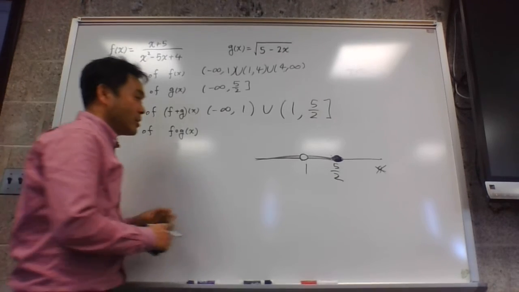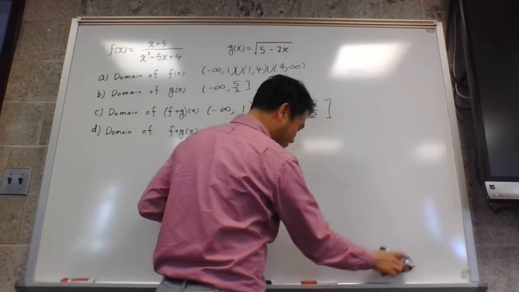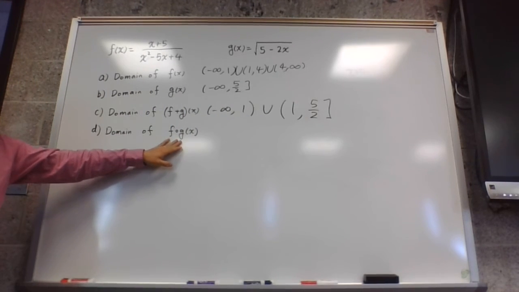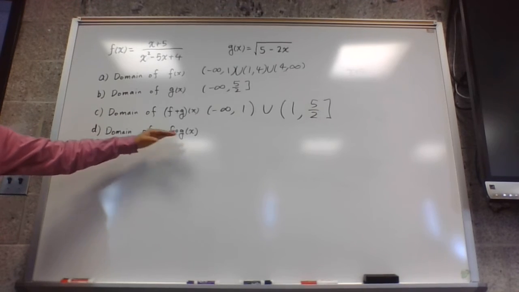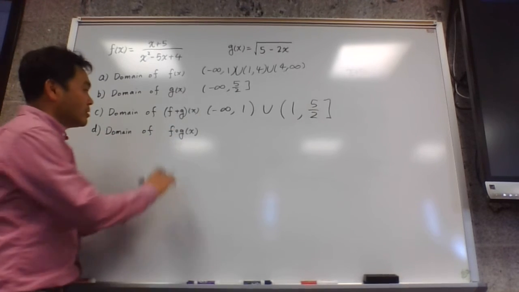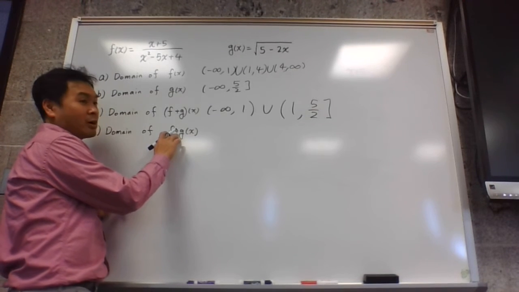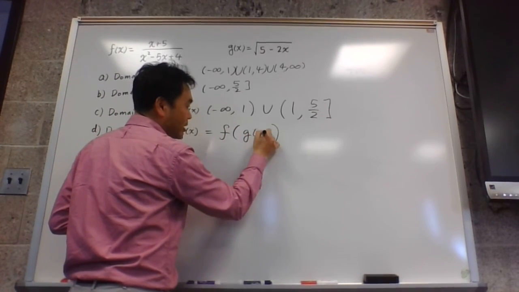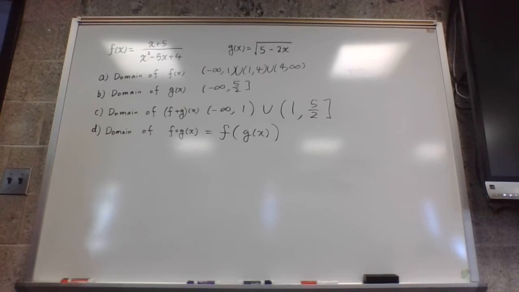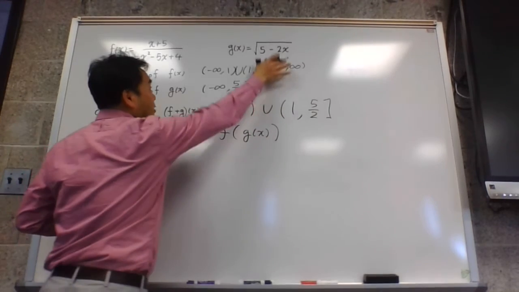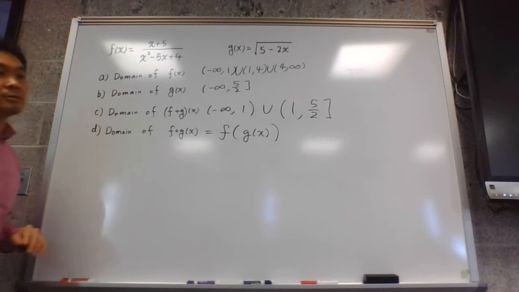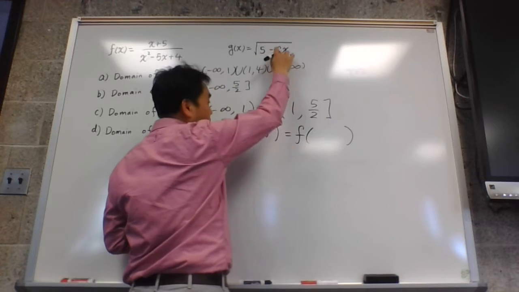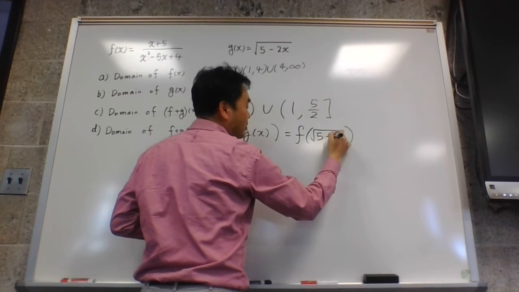Okay? Now, let's move on to the most challenging part, the domain of the composition of two functions. Right? Now, before we think about this, of course, we need to know what this means. This small circular thingy here, that's called the composition. It means f composed with g of x. And it means you're plugging in this function into this function. In other words, you're trying to plug into f this function, which is square root of 5 minus 2x.